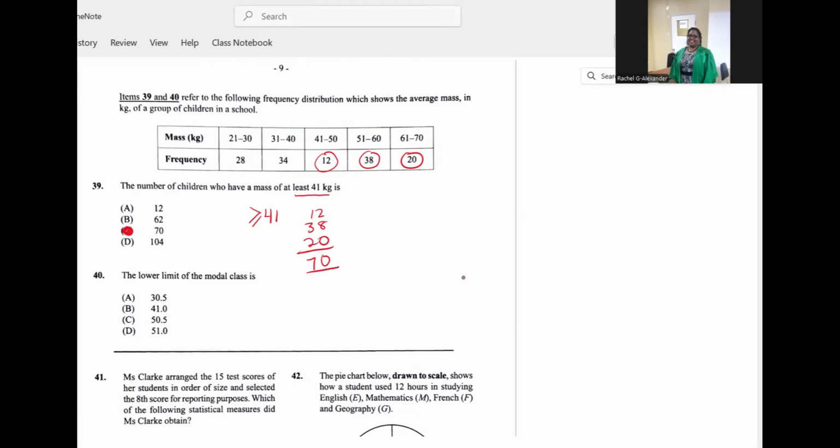The lower limit of the modal class is what? The modal class is the mass group that has the highest frequency, which in this case is 51 to 60. So that means the lower limit is 51.